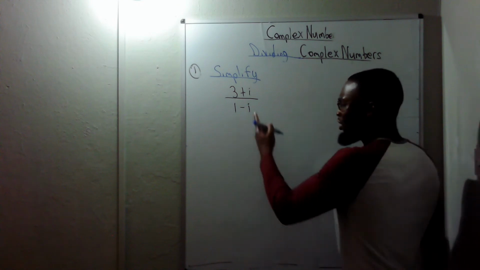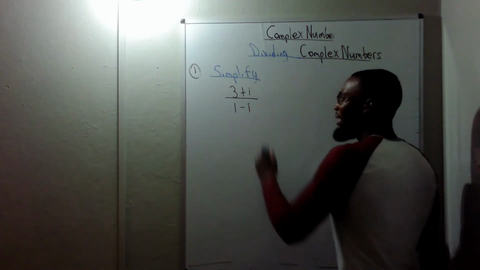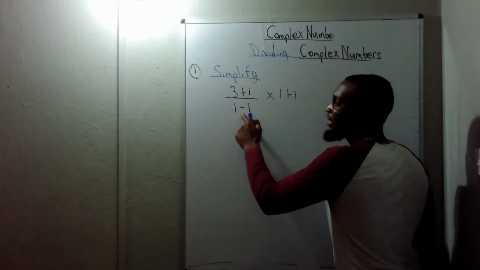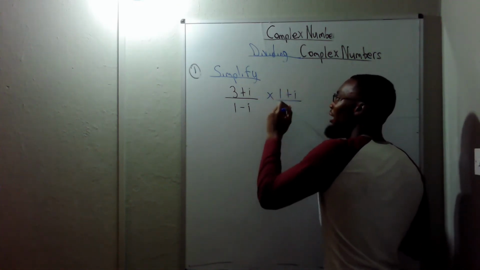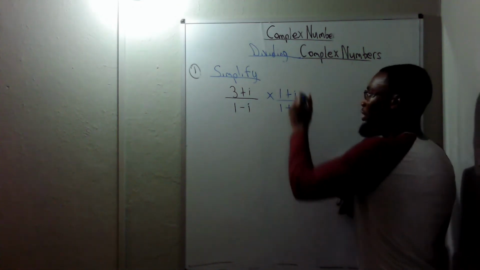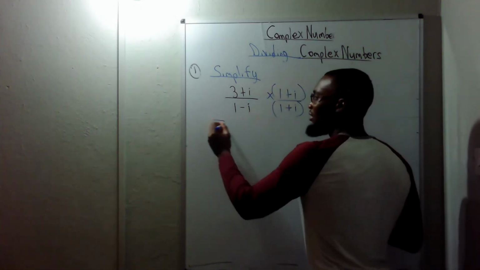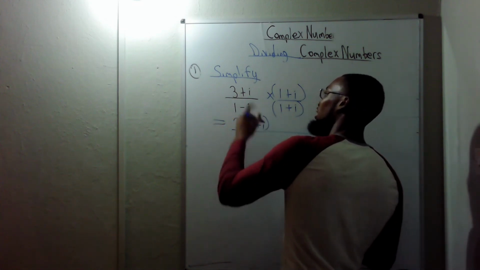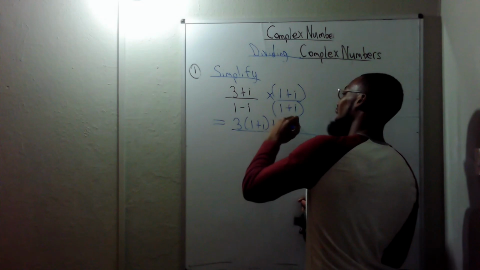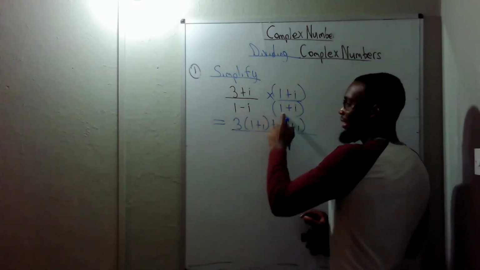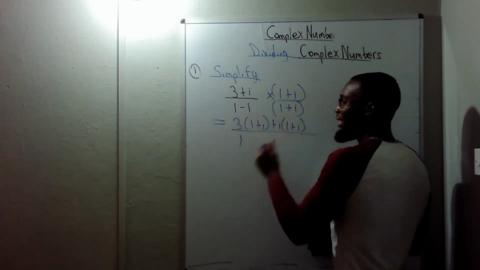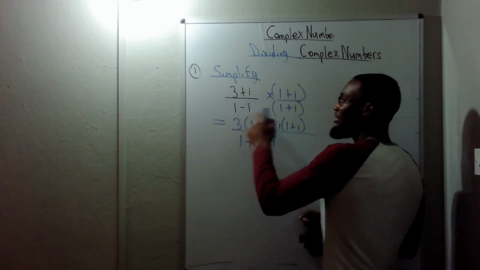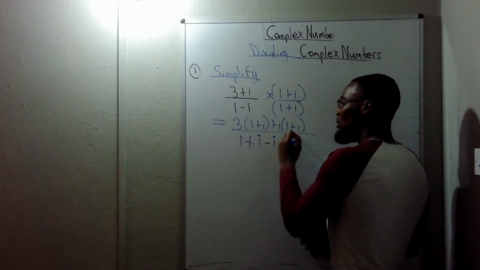Alright, now let's go. So we have 3 plus i divided by 1 minus i. So multiply by the conjugate, which is 1 plus i. It's always the conjugate of the denominator we multiply by. So that's the first step. Now we multiply across our numerators. So this is going to become 3 plus i times 1 plus i. Then in the denominator, 1 times 1 is 1. 1 times i is i. Minus i times 1 is minus i. Minus i times i is minus i squared.